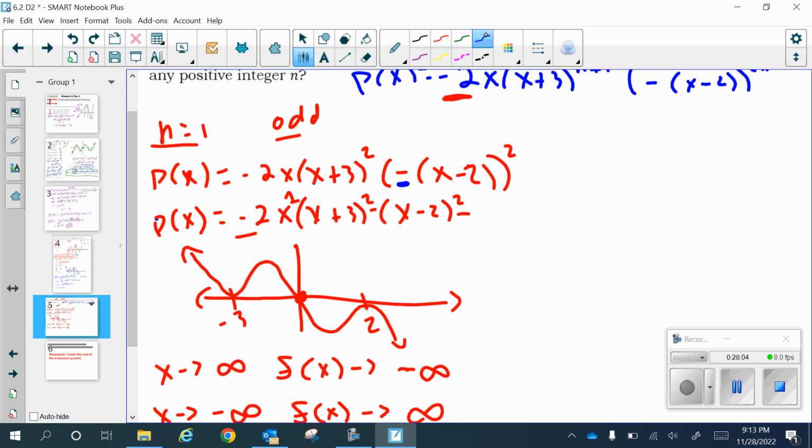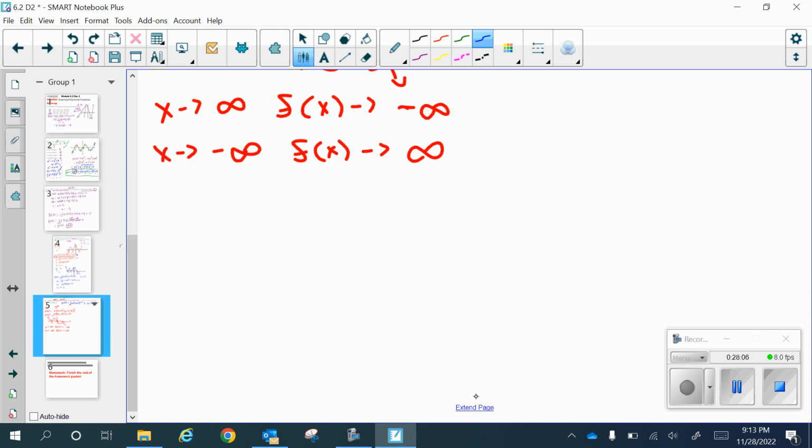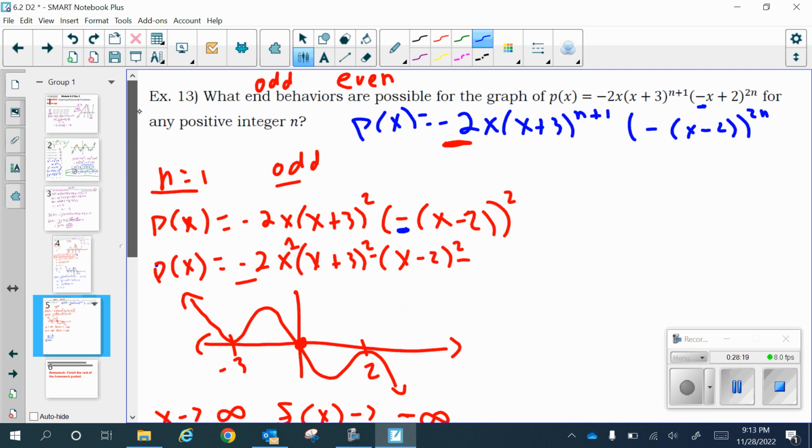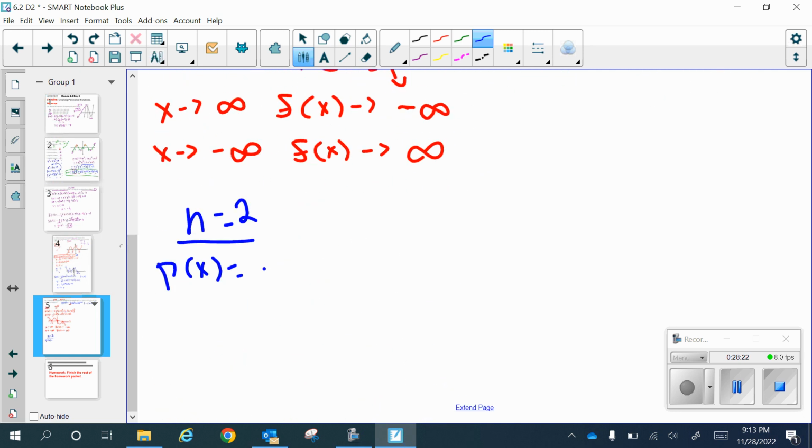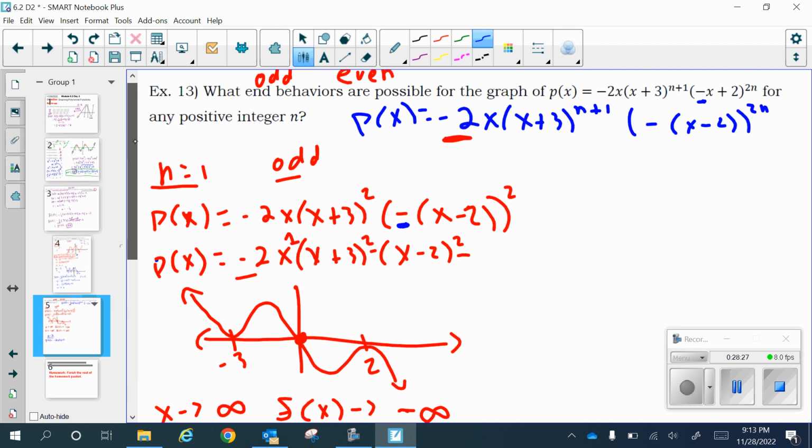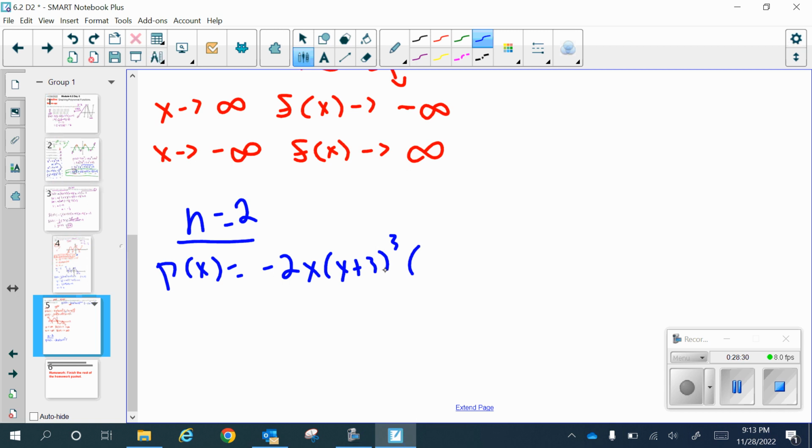Well, now let's figure out what happens if I put an n value in that makes it an even degree polynomial. So 1 made it odd, so maybe 2 will make it even. Let's figure out. So we'll plug into p of x. We put in 2 for n. What we end up getting is negative 2x, x plus 3, raised to the 2 plus 1, which is 3, times negative x minus 2, all raised to the 2 times n, or in this case, 4.